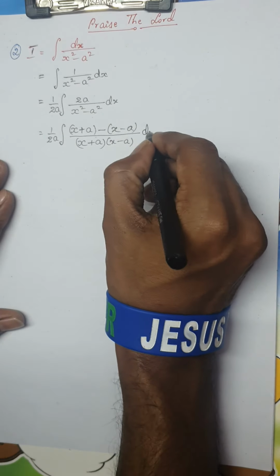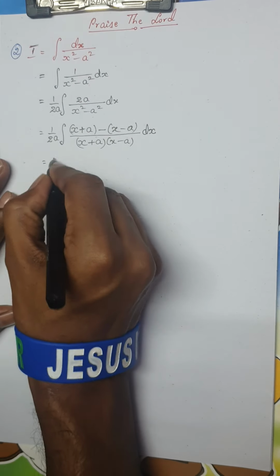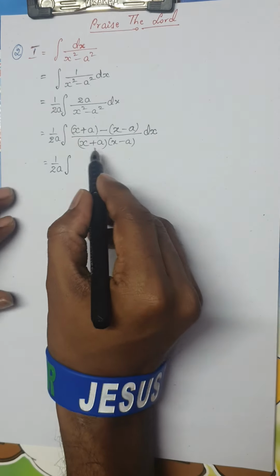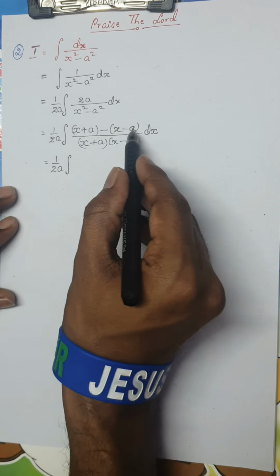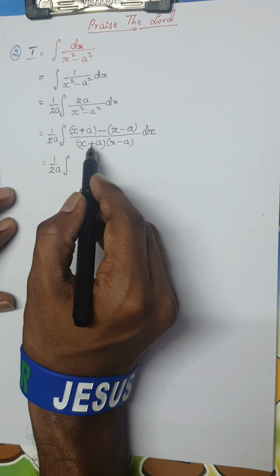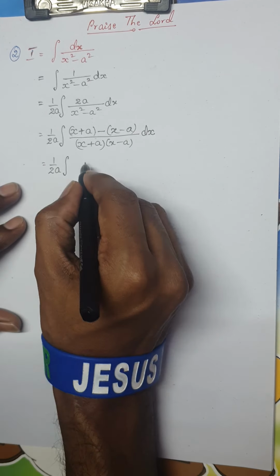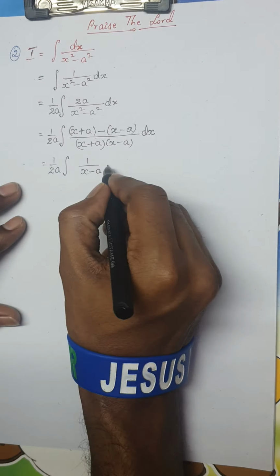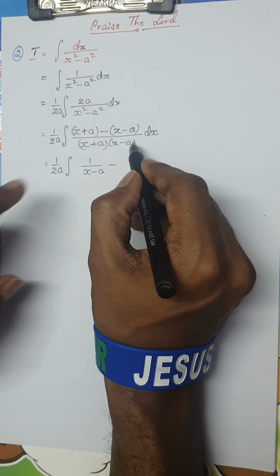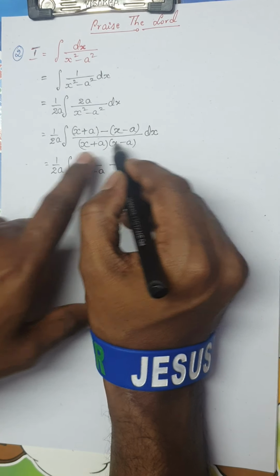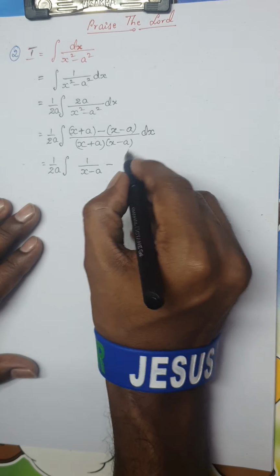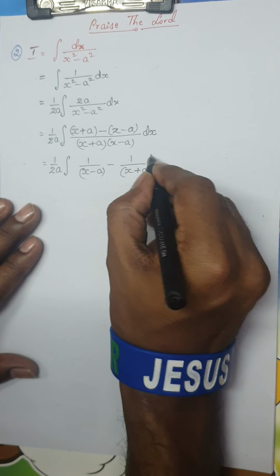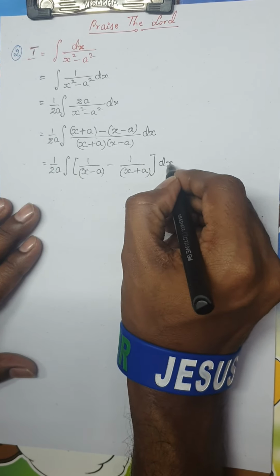Now this is nothing but dx. I have 1 divided by 2a constant, integral of, now you can look here, if you split the denominator separately for both the terms, in the first term x plus a and x plus a will get cancelled. I will be remaining with 1 divided by x minus a. In the same way, minus, in the second term if you split the denominator, the x minus a term will get cancelled. I will be having the x plus a term. So it is 1 divided by x plus a, and this is integrated with respect to dx.